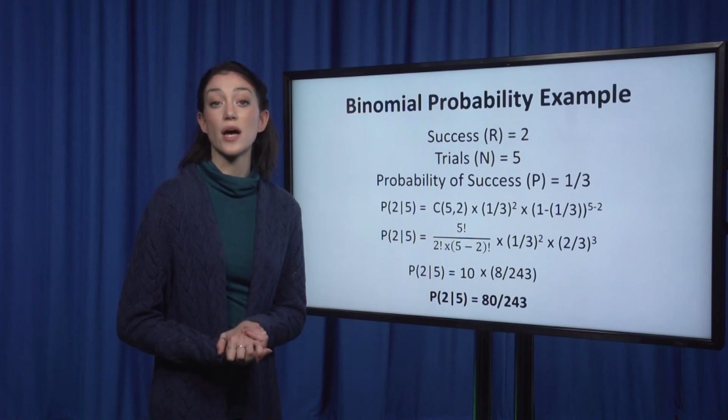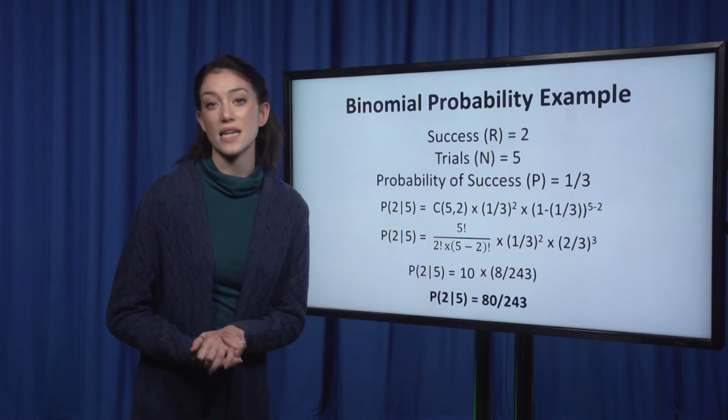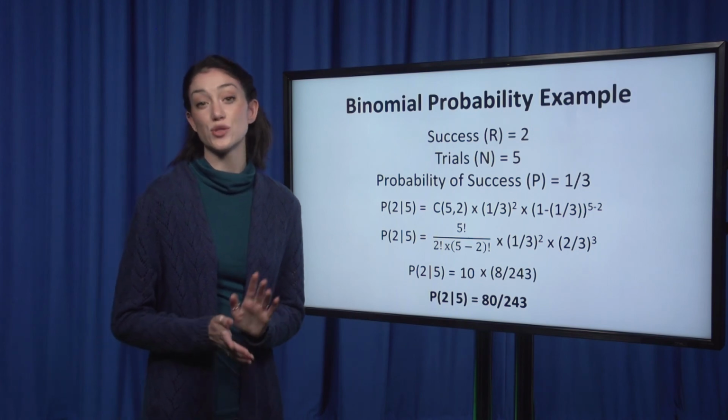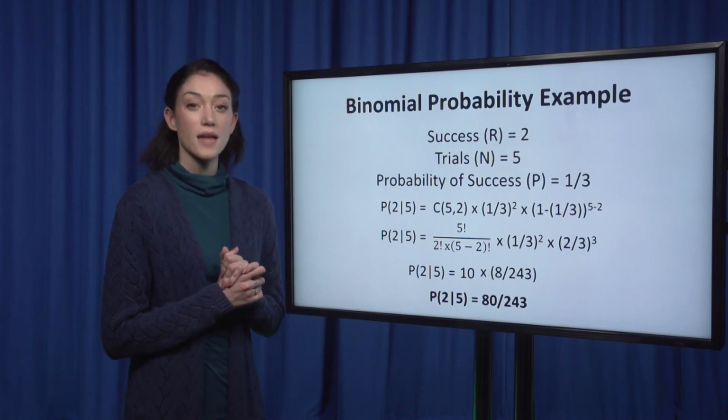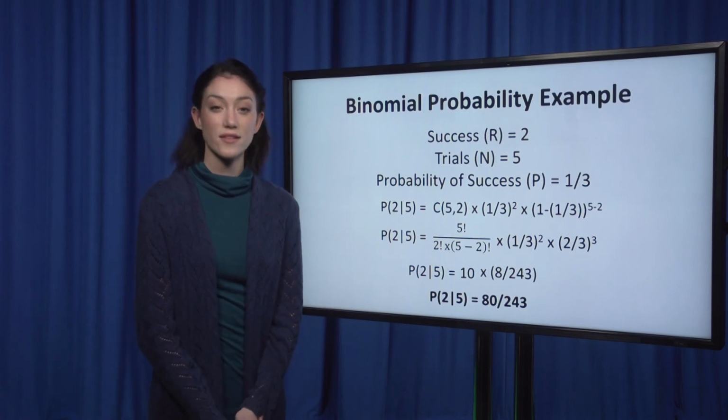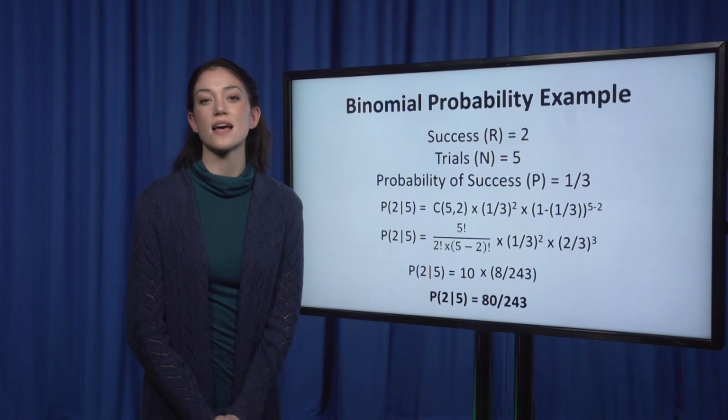This means you have about a 1/3 chance of rolling a die 5 times and getting 5 or 6 to come up exactly 2 times. Now you know how to determine the probability of R successes out of N trials when the probability of success is P.